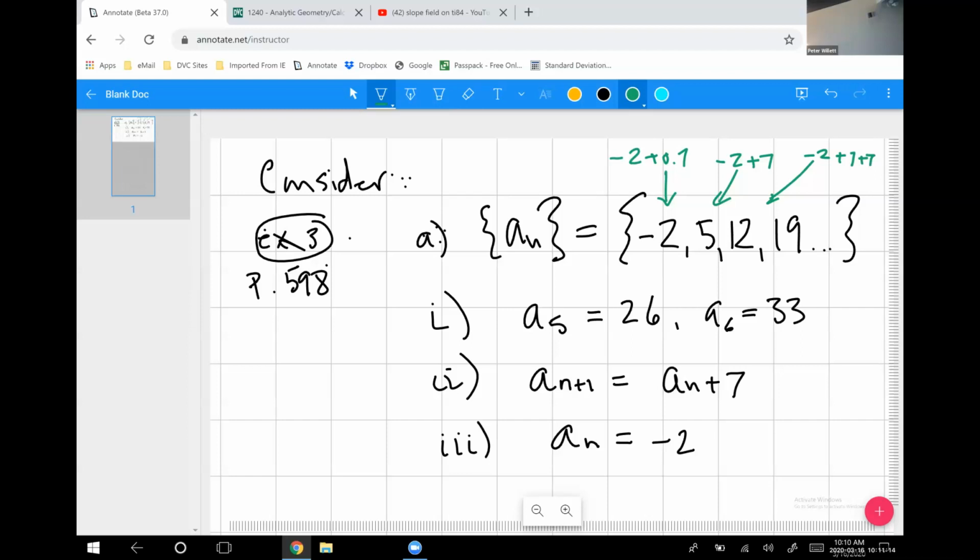So basically, each term in the sequence, we've added 7s to get there from the start, but the number of times that we added 7 is 1 less than the position we're in. To get to the third term, we added 7 twice. To get to the fourth term, we will have added 7 3 times, etc.